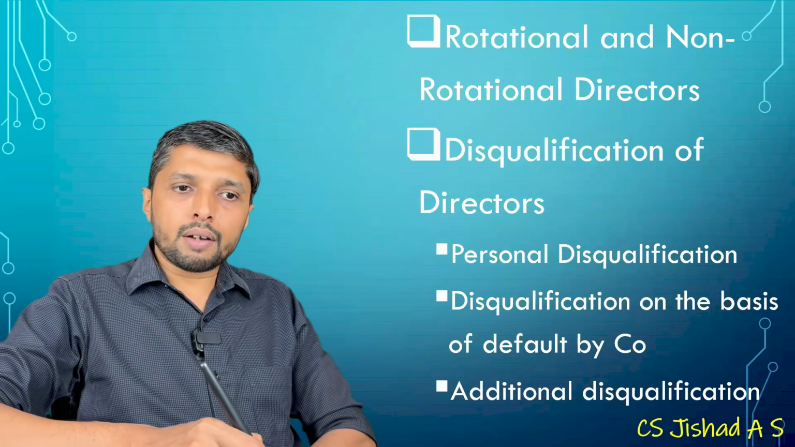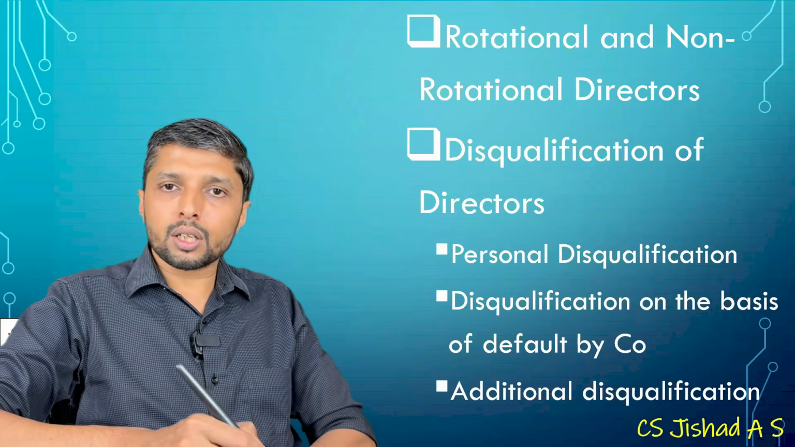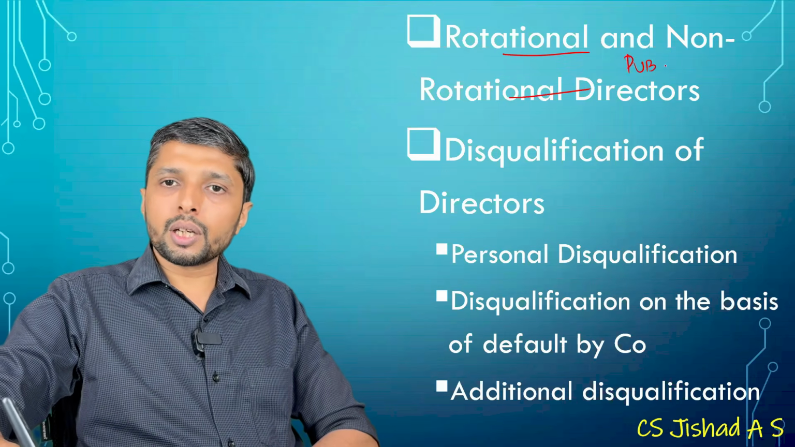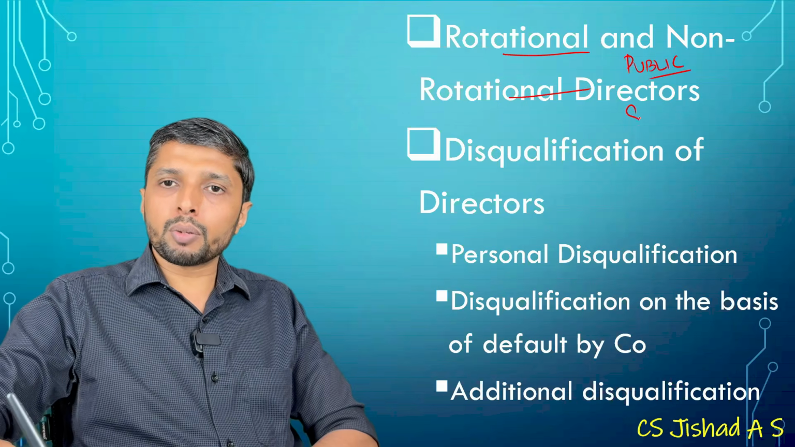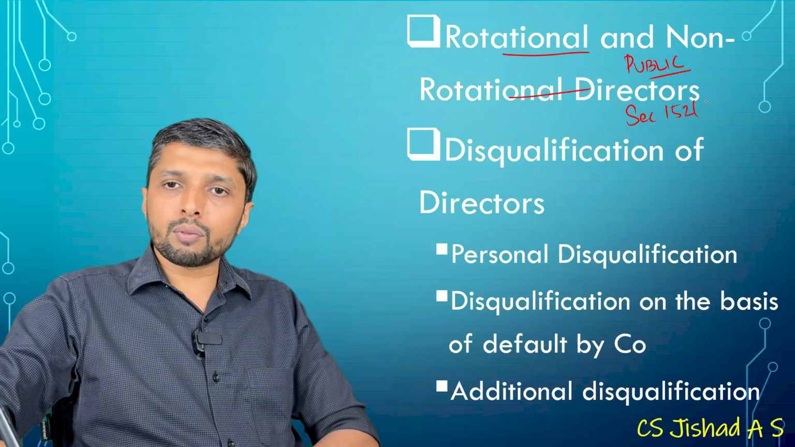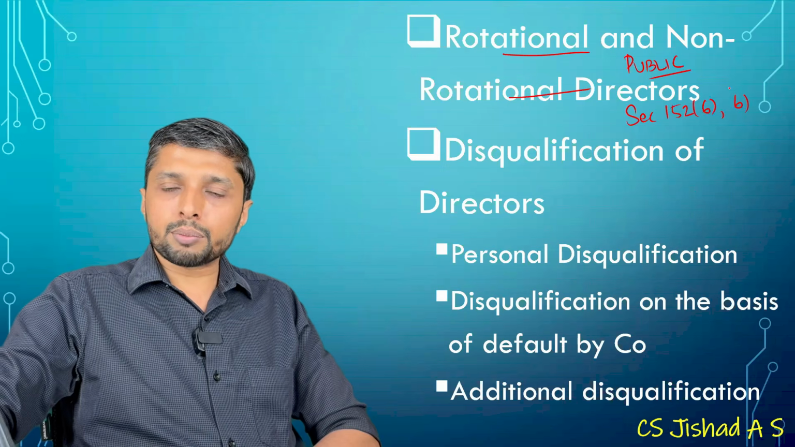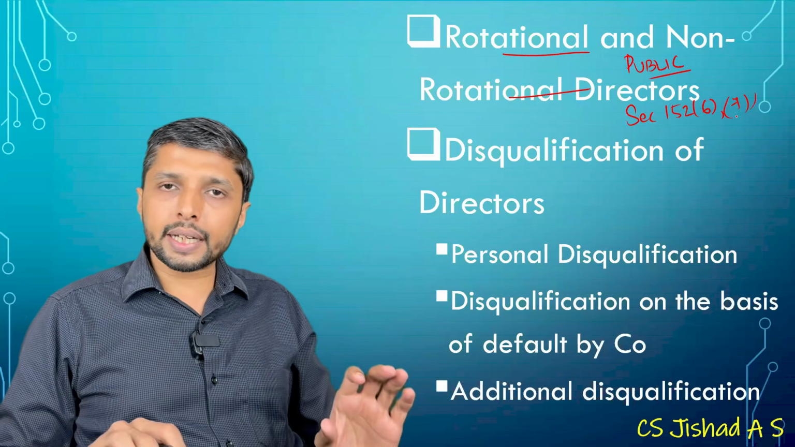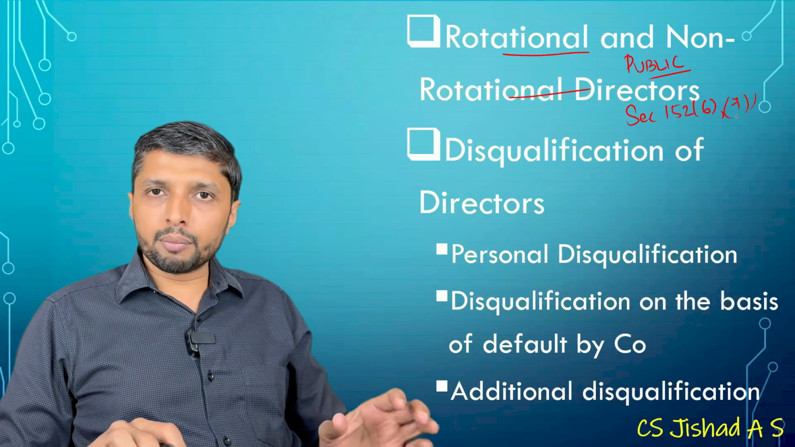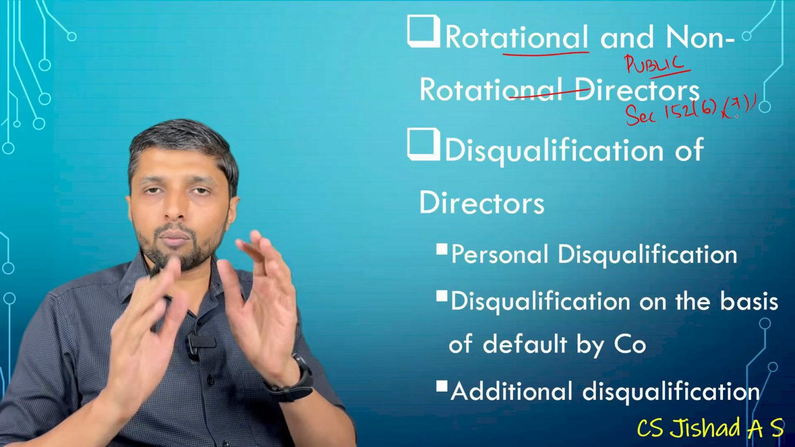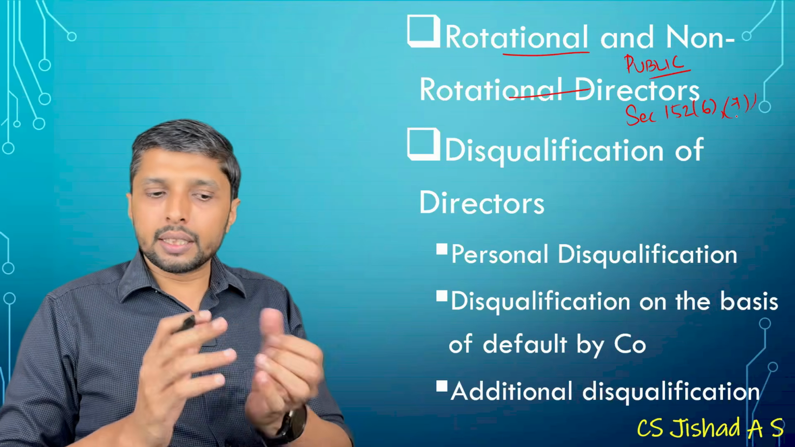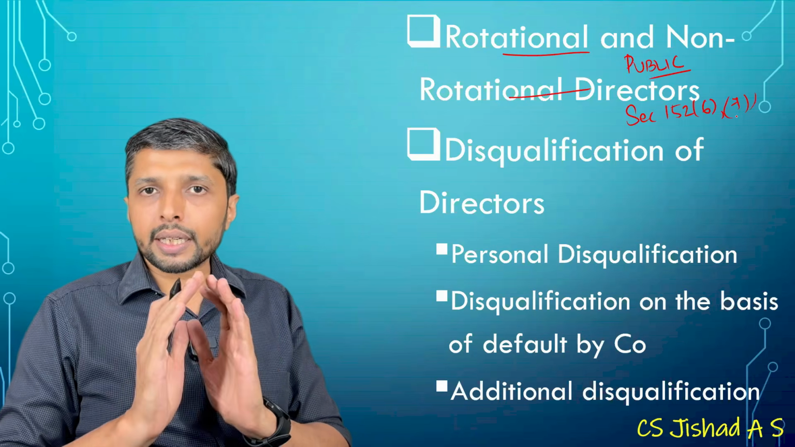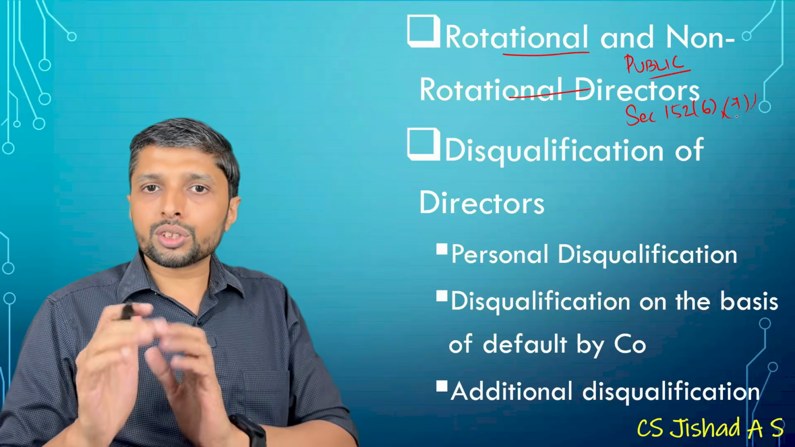Now we can have the discussion on rotational and non-rotational directors. This is applicable to public companies only. The provisions are section 152, subsection 6 and subsection 7. Minimum 2/3 of the total directors are to be rotational in a public company. Out of that rotational category, 1/3 of directors are to retire. They can be either reappointed, some other persons can be appointed, or the company can decide to leave that position vacant.